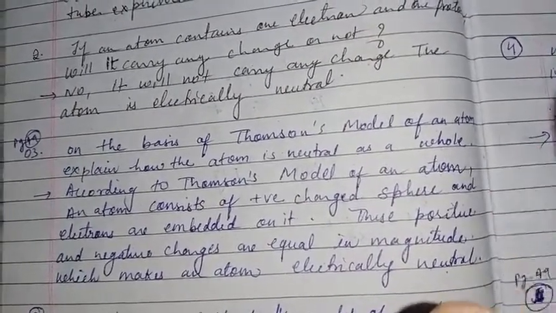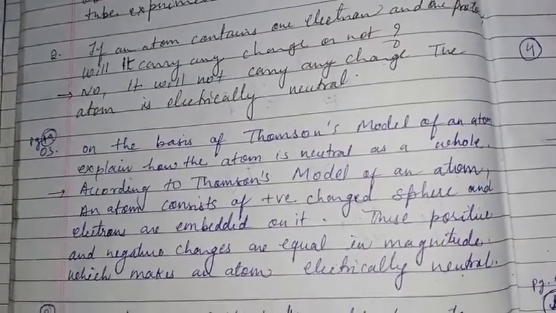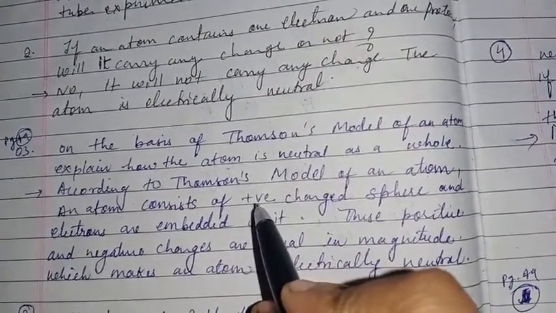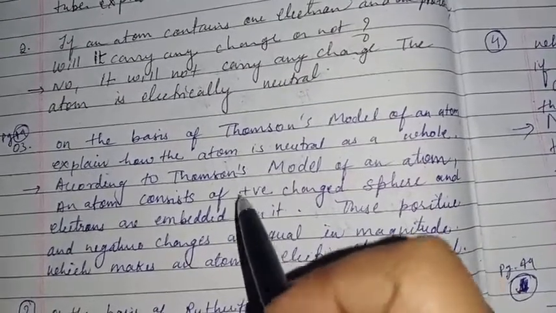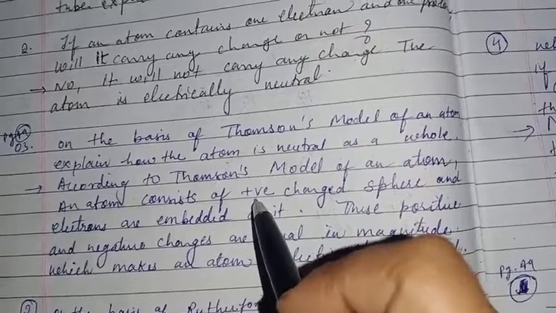So that's how the model was explained. I have written "positive" in short, don't write like that. You have to write the full word, positive charged.